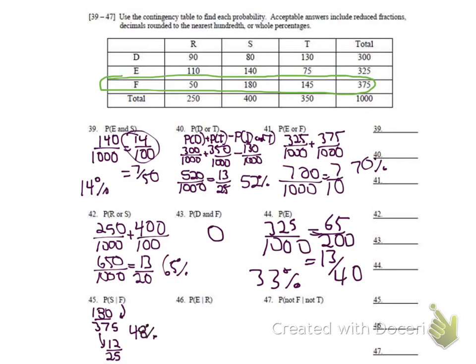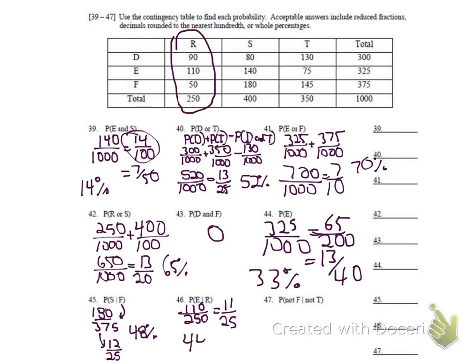For 46, the probability, it's E given that R. So now we're going to move and look at just the R column. So of that R column, which we have 250, how many of those are E? And that is 110 out of 250. So that becomes 11 out of 25, which is 44%.